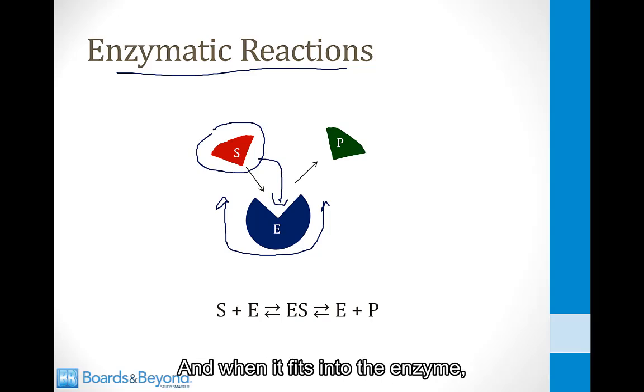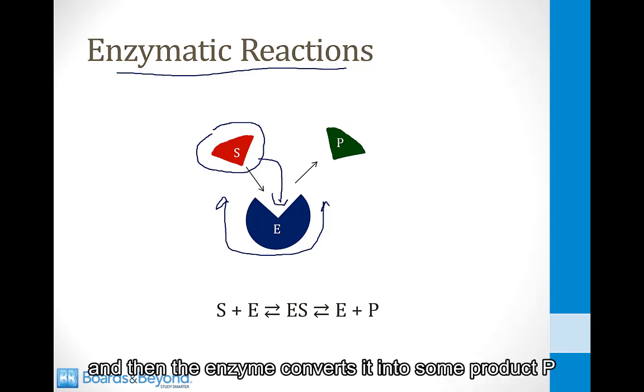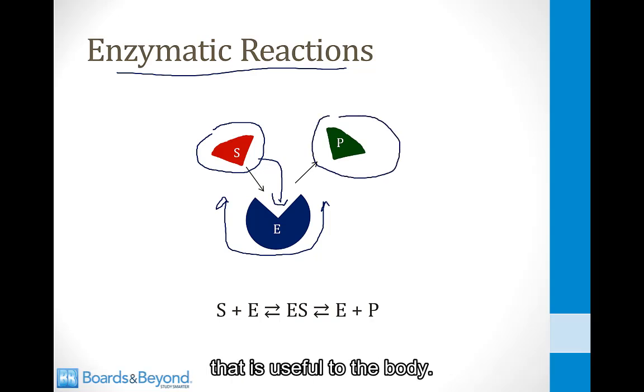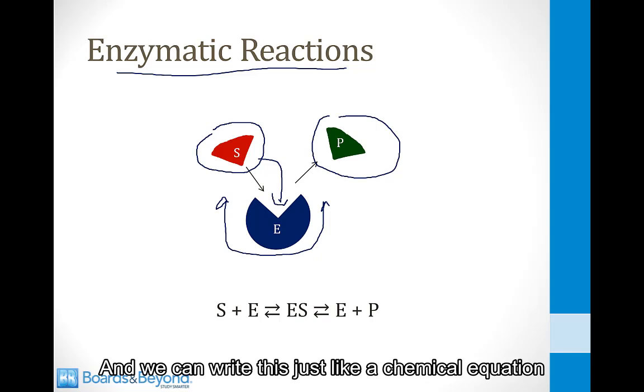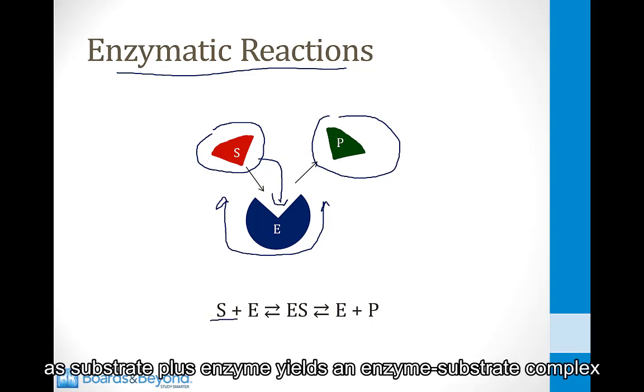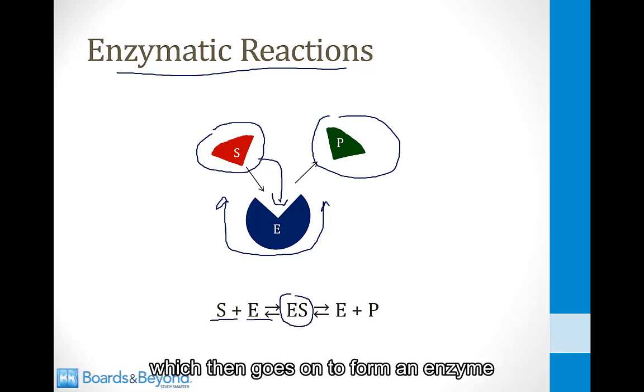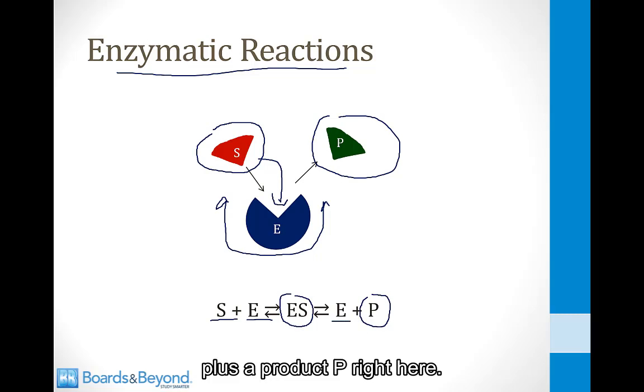And when it fits into the enzyme, it can form a complex with the enzyme, and then the enzyme converts it into some product P that is useful to the body. And we can write this just like a chemical equation as substrate plus enzyme yields an enzyme substrate complex, which then goes on to form an enzyme plus a product P right here.